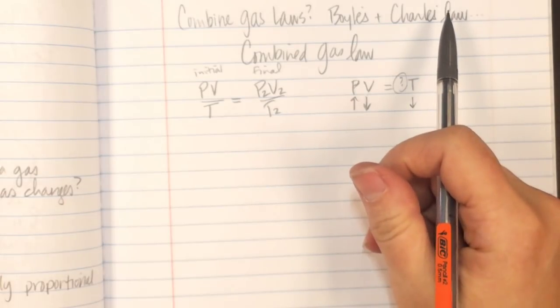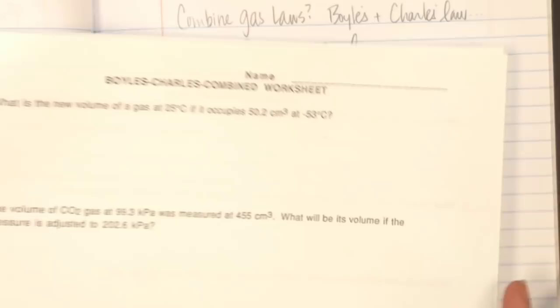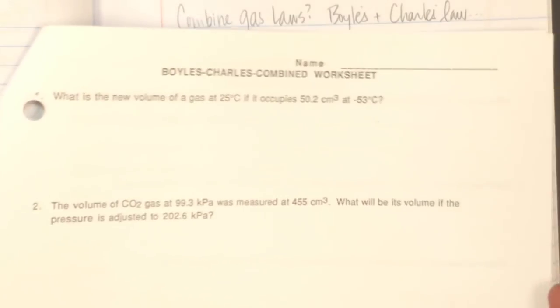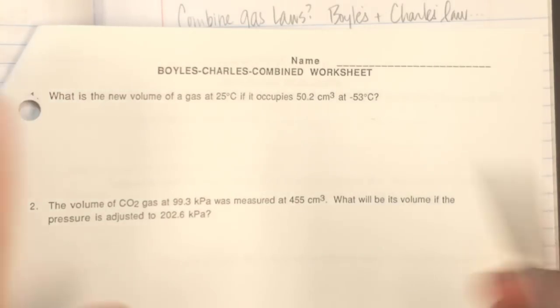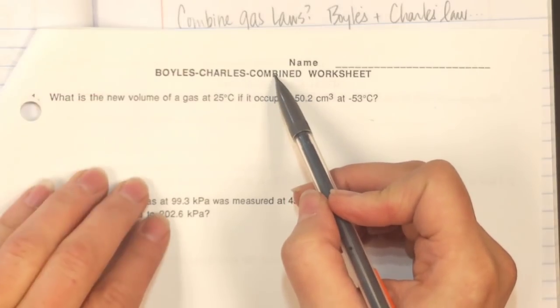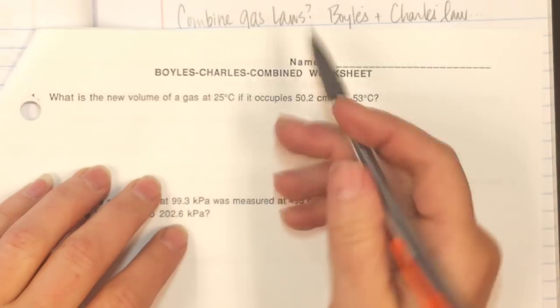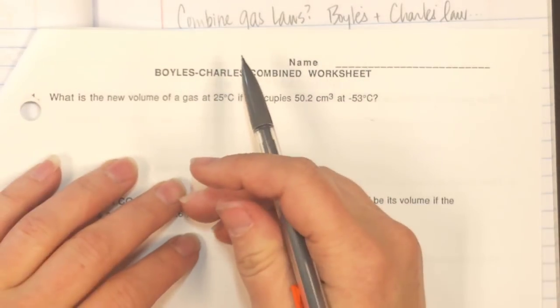So I am going to look at your worksheet in your packet called Boyle's Charles Combined Worksheet. This worksheet is going to ask of you to identify which of the Boyle's, the Charles's, or the combined you should use to solve a problem. The only way we can do that is by writing the variable list and identifying what they've given us and then deciding what do we actually need in order to solve the problem.